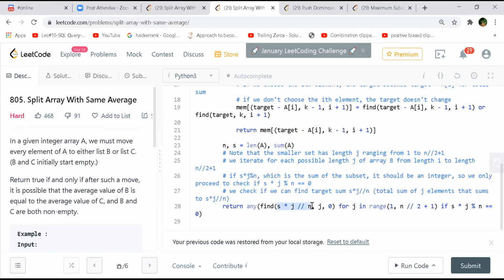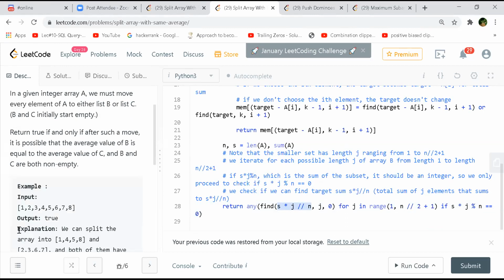S into j by n, correct. This will run until half of the array, I mean n by 2 plus 1, and this is just checking. So that formula will give you the number of elements, correct?